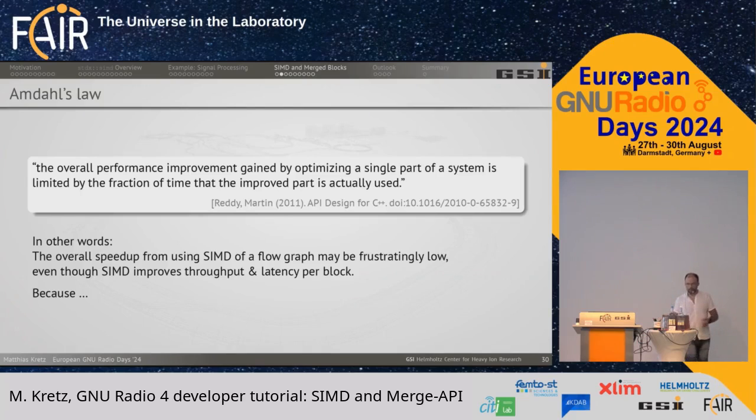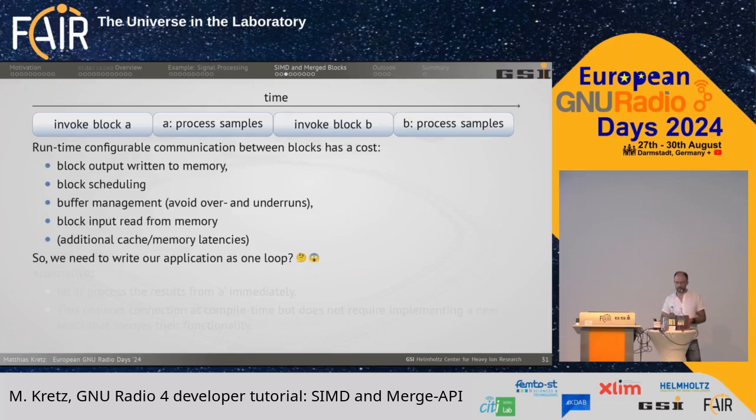we had great improvements of throughput and latency per block, but because over time, we have to invoke the block, process the samples, invoke the next block, process the samples. What happens here is the block writes to memory, scheduling happens, you have the buffer management, you have to avoid over and under runs with the circular buffer. Then the next block reads the input from memory, you probably have some cache memory latencies, and then the whole thing happens all over again. So we still have overhead.